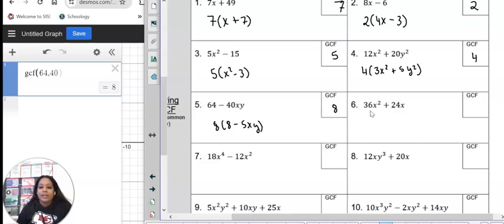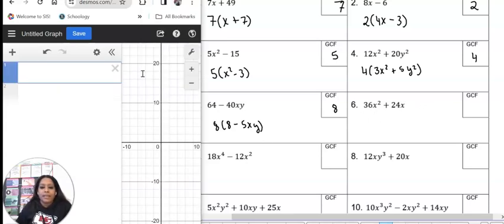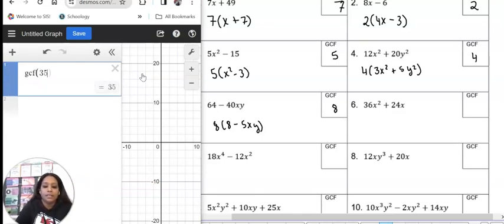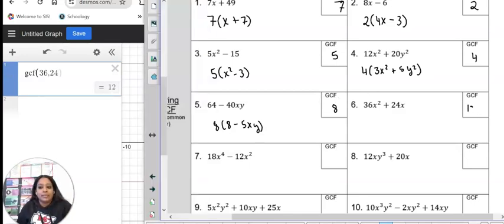Okay. All right, this one. I'm trying to guess here. Maybe it's 6. Oh, no. I'm just going to put it in the GCF: 36, 24. Oh, look at that. It's 12. That's true. And there's something else to this as well.